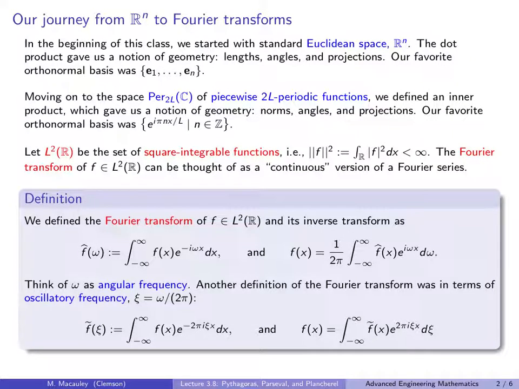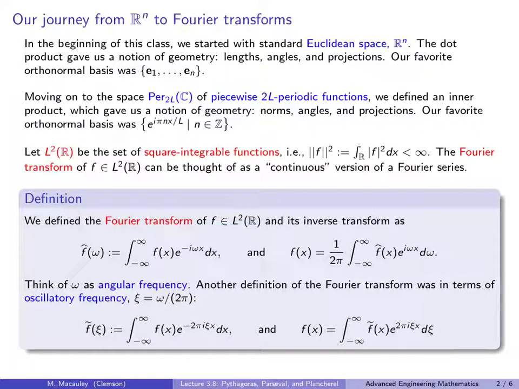Another definition of the Fourier transform that we saw was in terms of oscillatory frequency, c, which is omega over 2 pi. Because if you go around a circle once, then you've traversed 2 pi radians, but only one cycle. So that's the factor of 2 pi. And this definition, I called it f tilde. Now every book is going to have it as f hat, but I'm using different superscripts or markings just because I wanted to distinguish them.